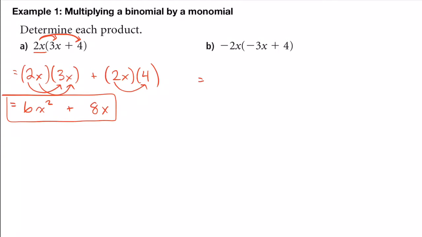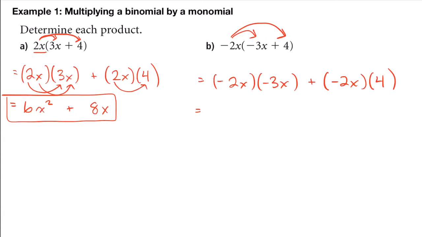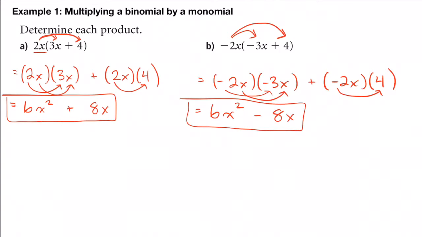And we'll do the same thing to this one. This is going to multiply to negative 3x and to positive 4. So what this looks like is negative 2x times negative 3x plus negative 2x times 4. Again, multiply numbers with numbers. Negative 2 times negative 3 is positive 6. And then we have x's in both, so x times x is x squared. Negative 2 times 4 is negative 8, and we have a single x there. So that's how you multiply a monomial to a binomial.